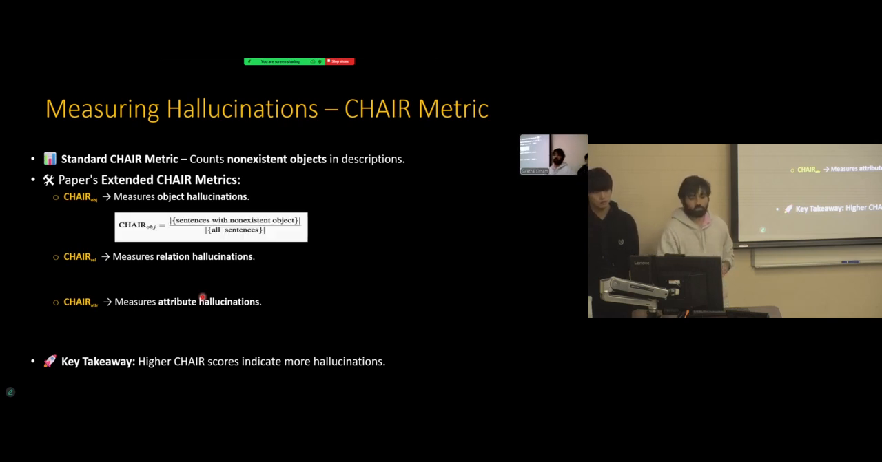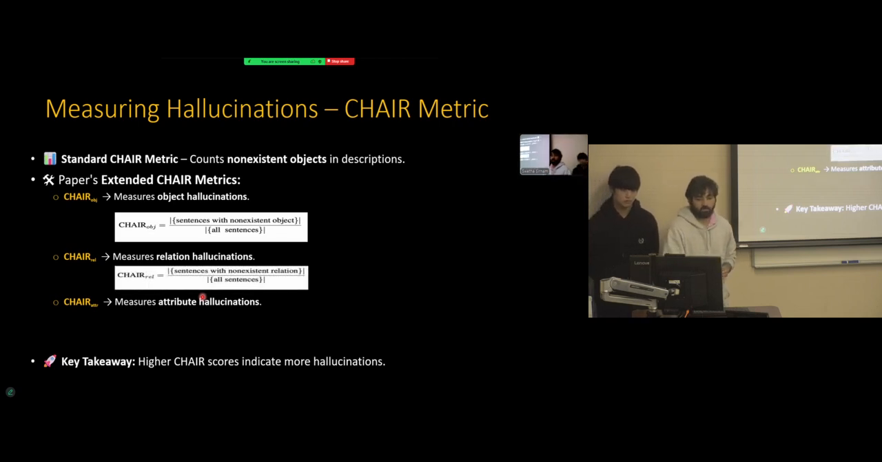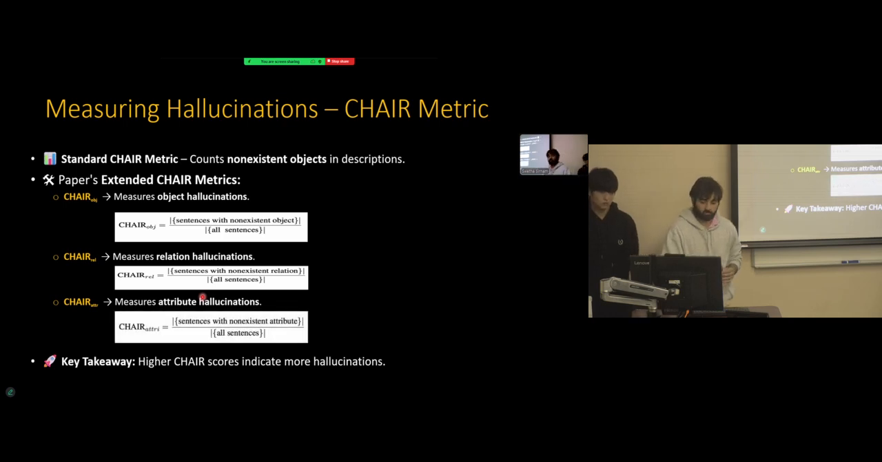The formula for CHAIR object would be the number of sentences with non-existent objects over the total number of sentences. Similarly, for relation, it would be the number of sentences with non-existent relations over all sentences, and CHAIR attribute would also be similar to the other two.